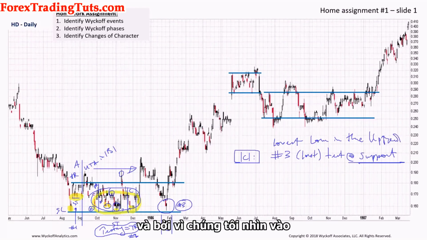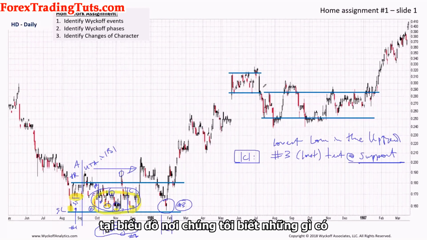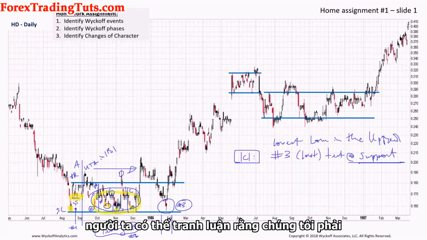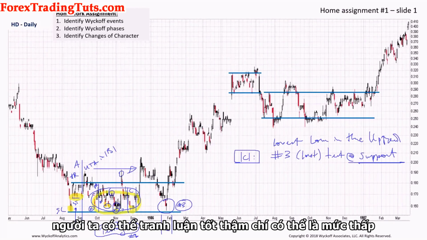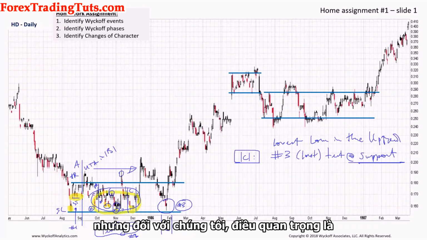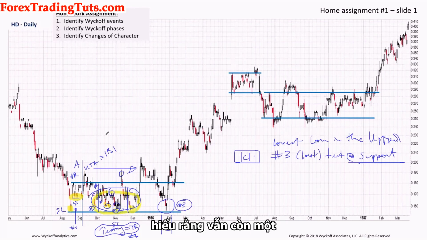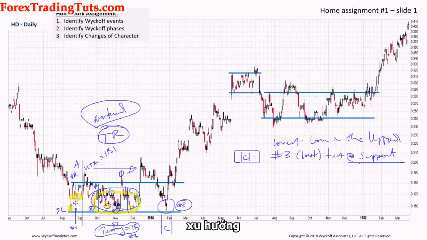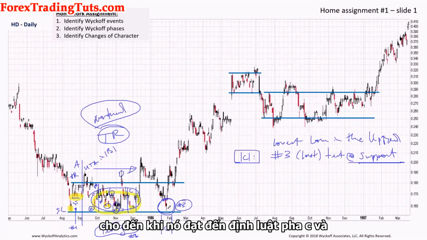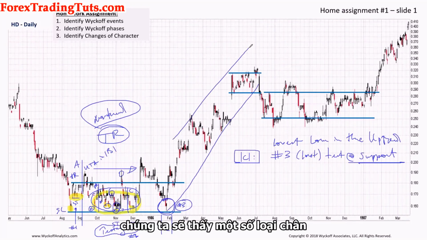And because we look at the chart where we know what has happened before, where did the uptrend start? One might argue that we had the start maybe somewhere here in December of 85, and then we have a higher high and a higher low. One might argue, well, maybe even a low prior to that, November. But for us, what's important to understand is that there is still a trading range that unfolds. It's a non-trending environment. So there is no real trend until it hits the low of phase C, and only then would we be seeing some kind of uptrend.